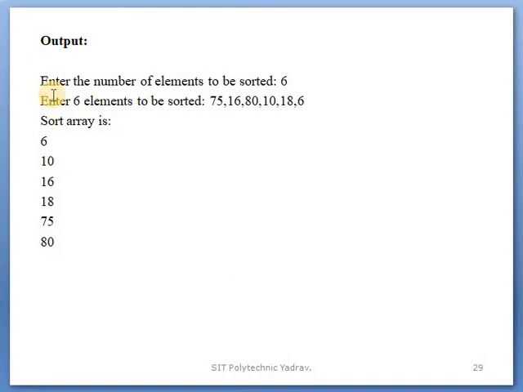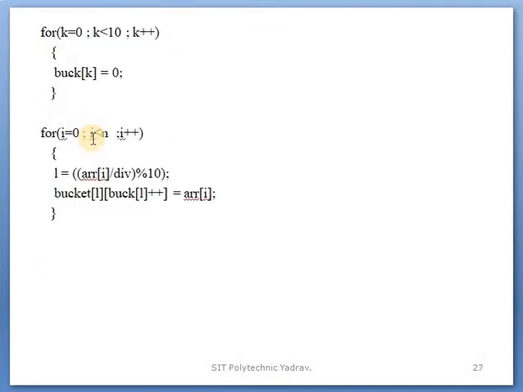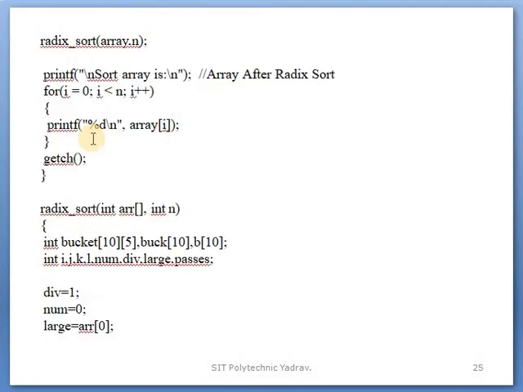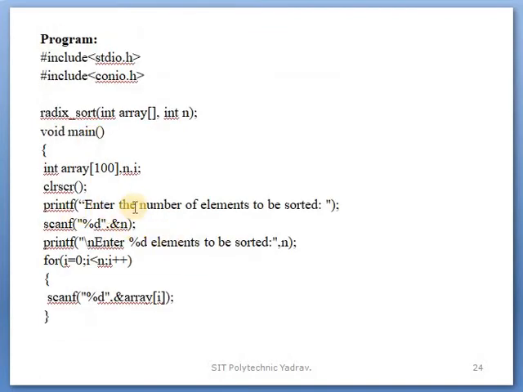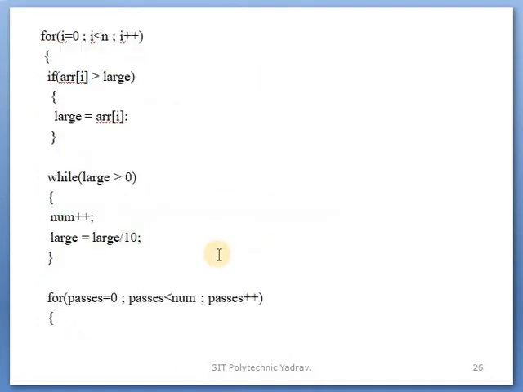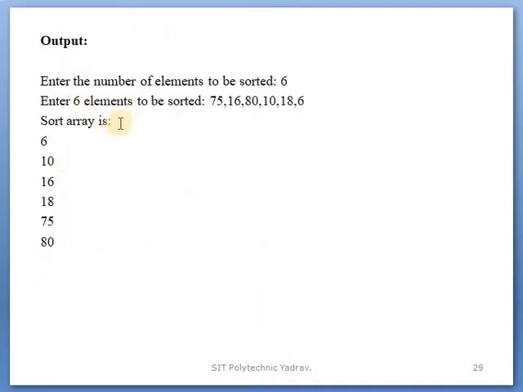The output is this message: enter the number of elements to be sorted. How many numbers are given as input? For example, the message is displayed: enter the number of elements to be sorted. After that, n is stored as 6, so the message will be displayed: enter 6 elements to be sorted. The user gives 6 numbers as input.